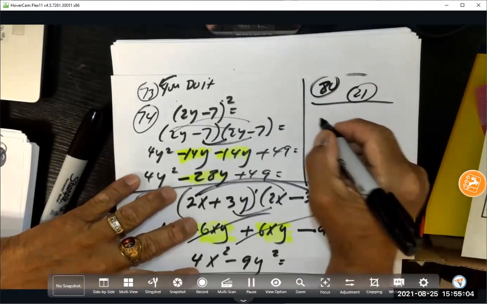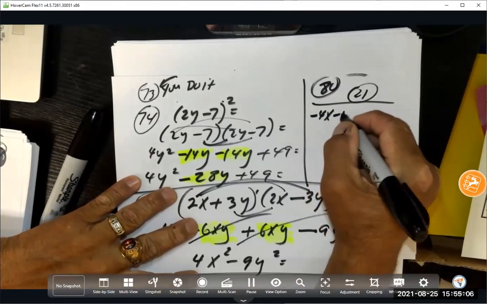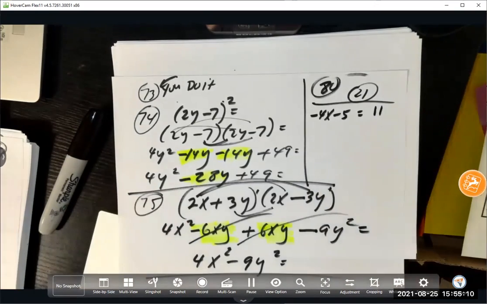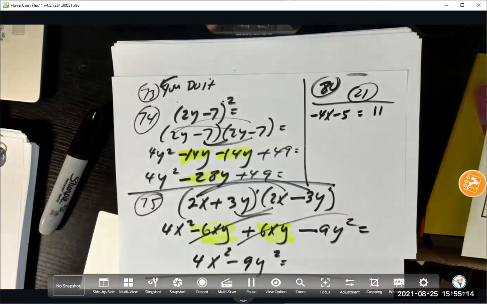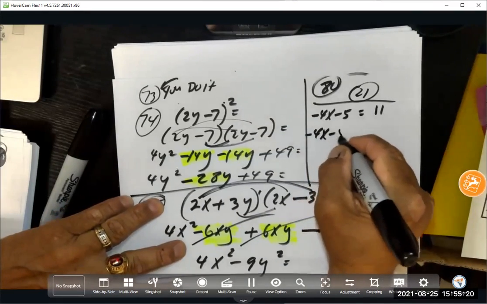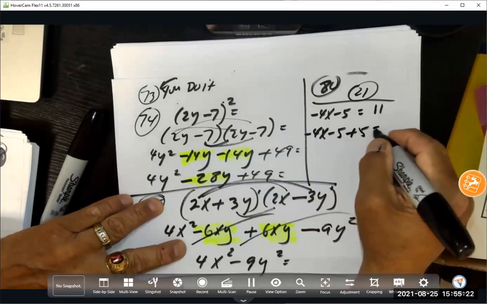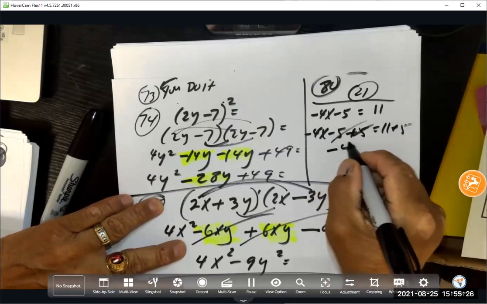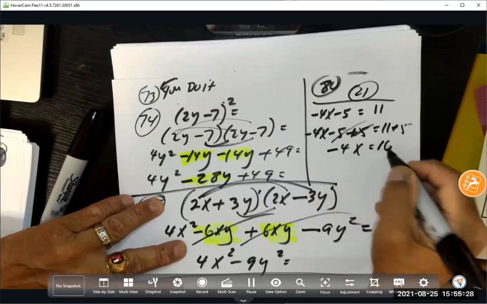Okay, so this one: negative 4x minus 5 equals 11. How would I do this problem here? You'd add 5 on both sides. Exactly. Negative 4x minus 5, add 5, and 11 add 5. Okay, you got it. So now I have negative 4x equals 16.